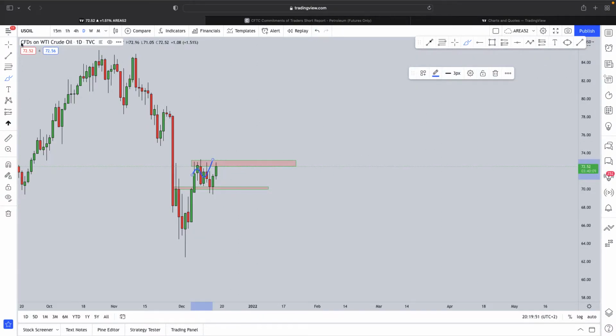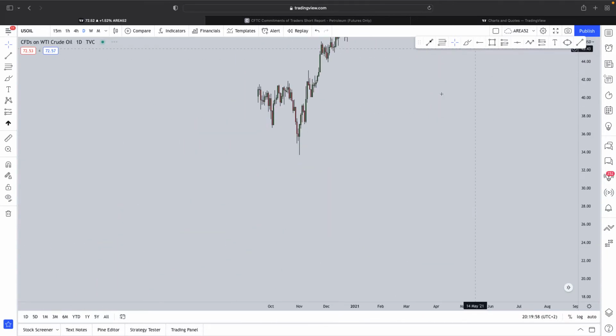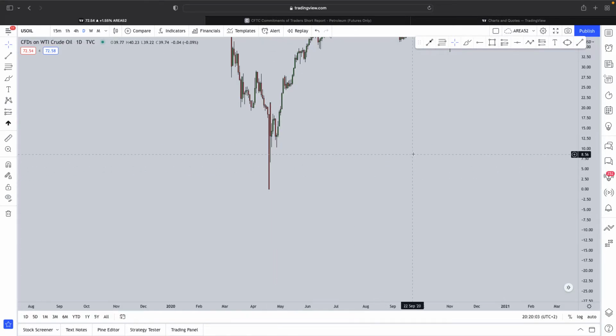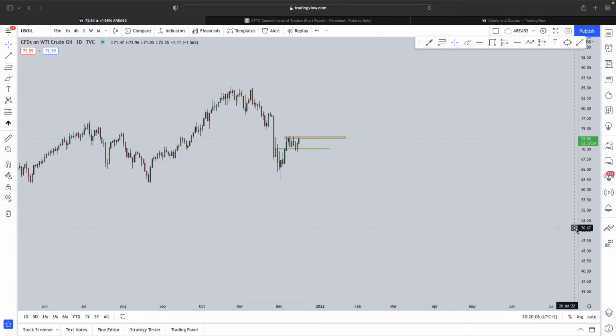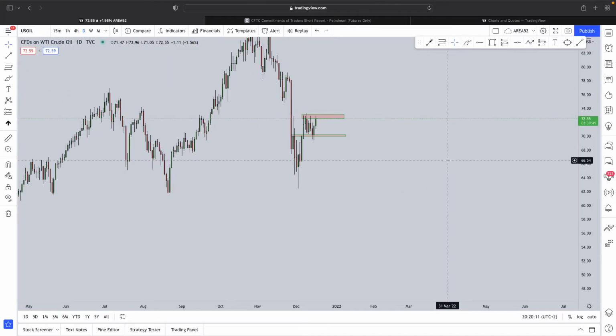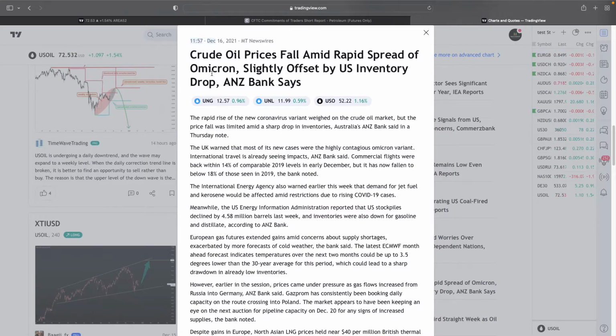Now, one thing that we do need to keep in mind, however, is that the last time we had the coronavirus, we saw the market drop. I think it was here where the market had dropped right below zero. So this is one thing that we need to keep in mind as well. We've got all the rumors coming through with the Omicron virus as well, from a fundamental perspective. And if we go into this article that was published on the 16th on TradingView, we can see: crude oil prices fall amid rapid spread of the Omicron, slightly offset by the US inventory drop, ANG Bank says.